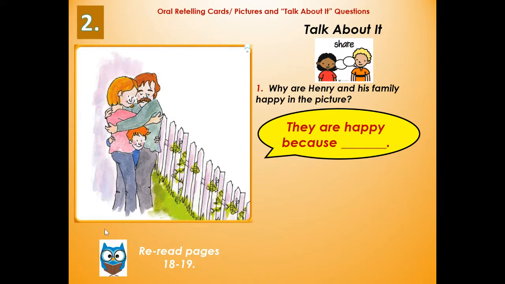Let's say it in a complete sentence. They are happy because. Say it out loud. Well, they are happy because Henry asked for a dog and the parents decided to let him have a dog. So Henry's happy and he wants to hug his parents because he's so happy. And his parents are happy because they're able to give him something that he really wants.